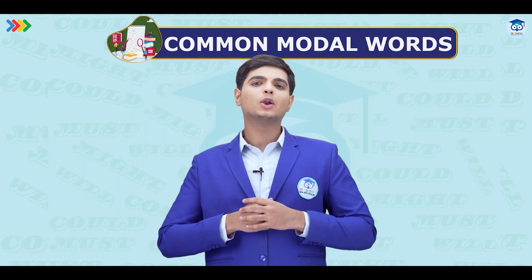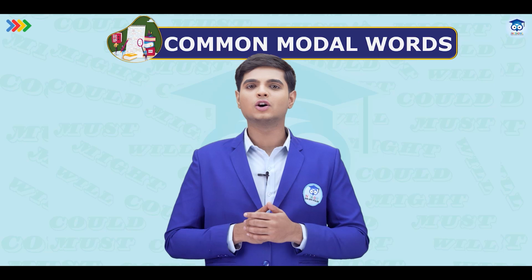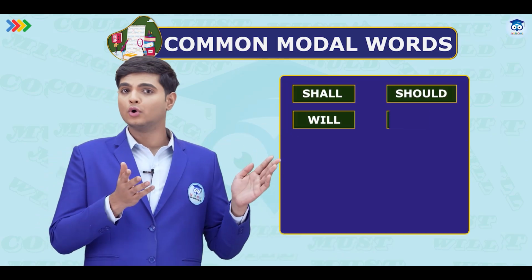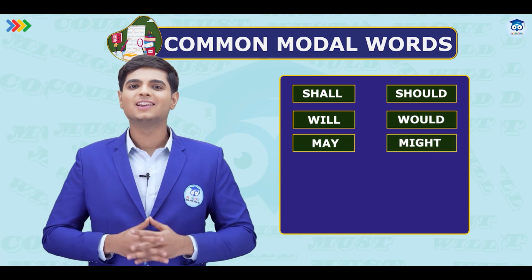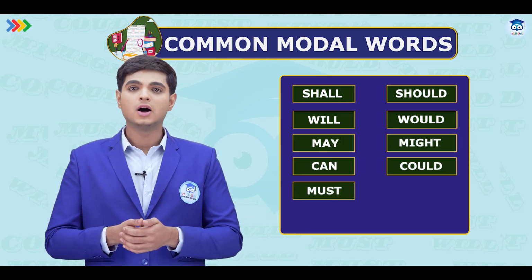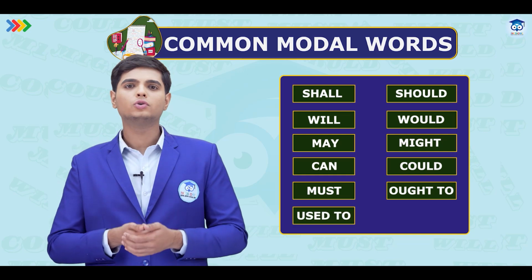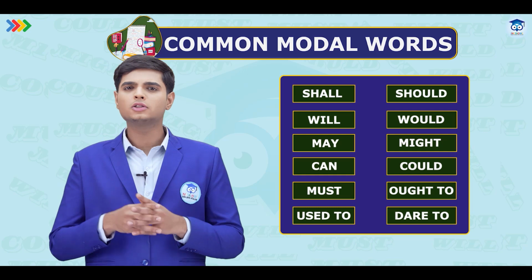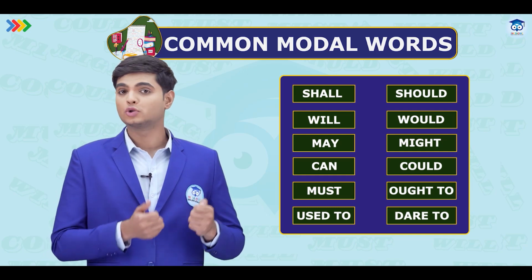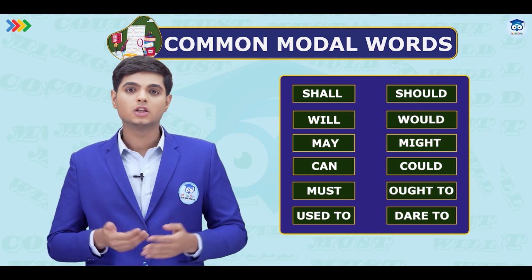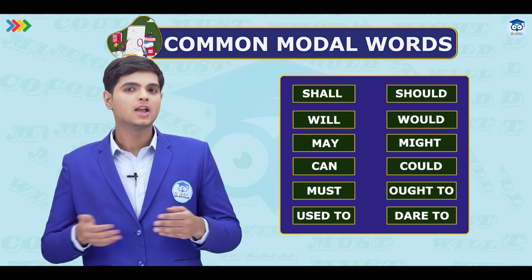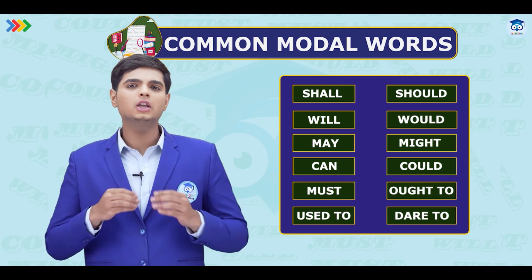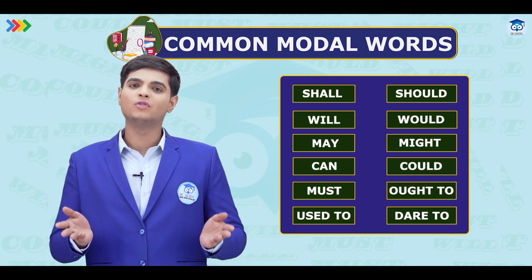Let's now take a quick look at some of the most common modal auxiliaries. Words like shall, should, will, would, may, might, can, could, must, ought to, used to, and dare to. These are all modal verbs. Each of them carries its own specific meaning. Some show possibility, like might, some show ability, like can, and others show obligation, like must. We'll learn how to use each of these in different contexts as we move forward.